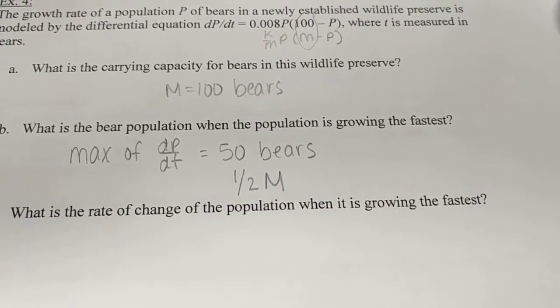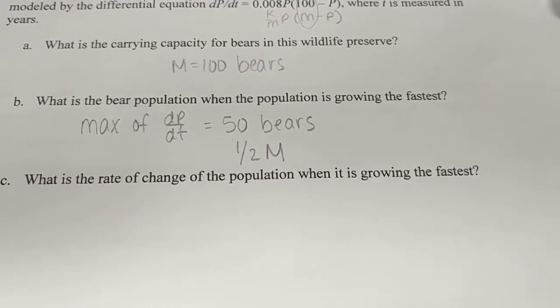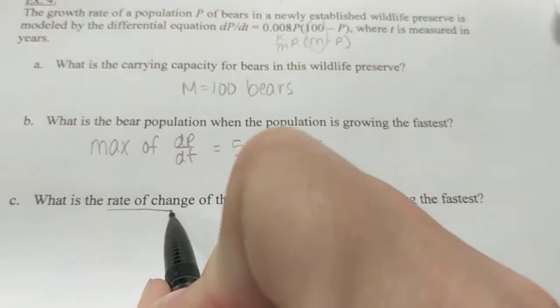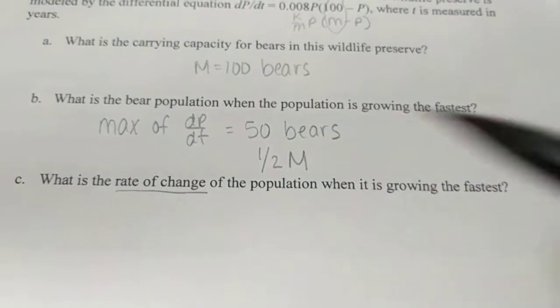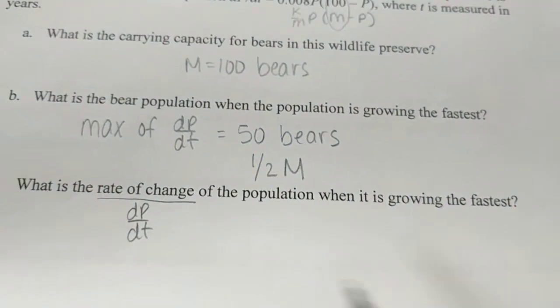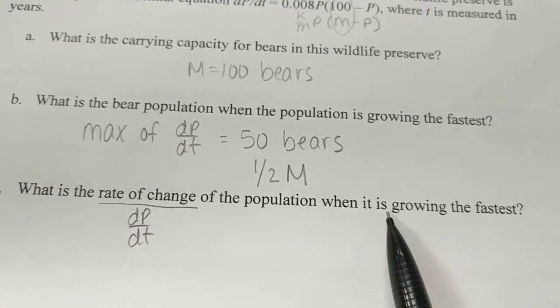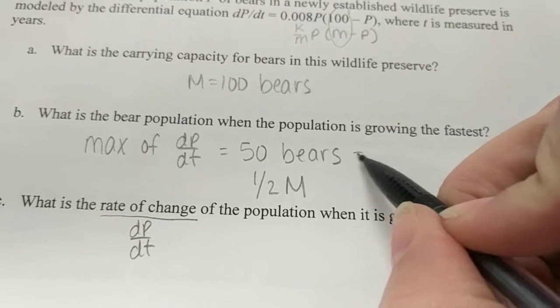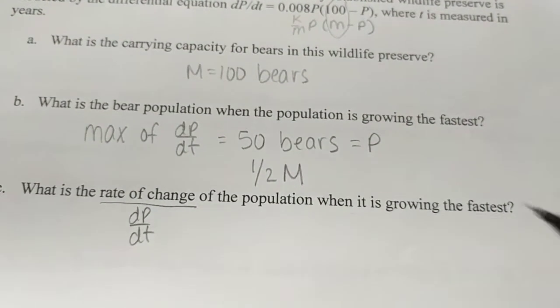Letter C says, what is the rate of change of the population when it's growing the fastest? When we see this phrase, rate of change of population, that's dP/dt. It says, what is the rate of change when the population was growing the fastest? It was growing the fastest when the population was 50 bears.